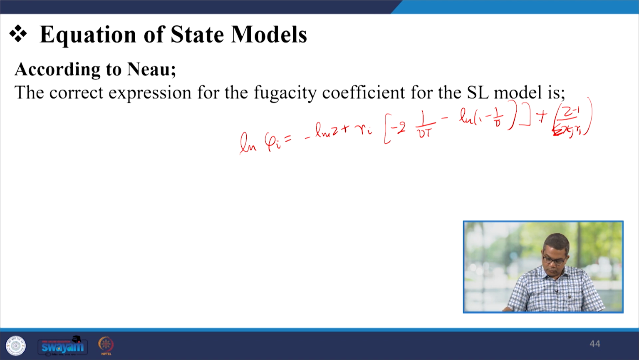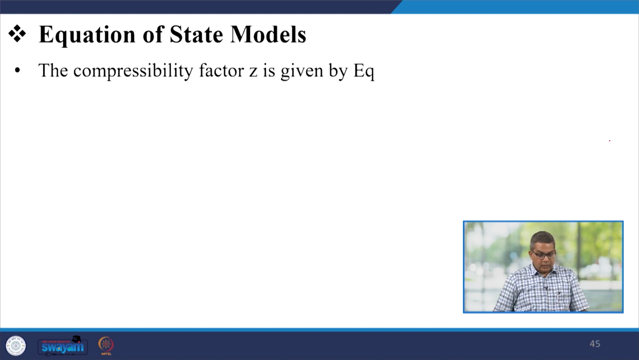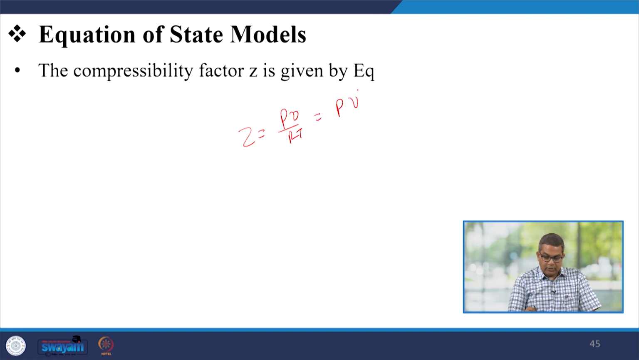...the summation of x_j r_j, times N r over v star, del v star over del N_i, N_j not equal to N_i, minus 1 over V̄ times N r over epsilon, del epsilon star over del N_i, N_j not equal to N_i. Now, the compressibility factor, because it is sometimes required to assess the deviation from ideal behavior, can be given by PV over RT, that is in terms of the reduced pressure, reduced volume and reduced temperature.